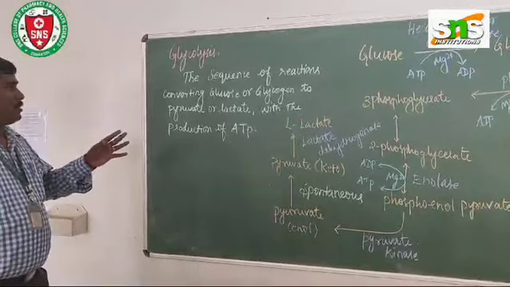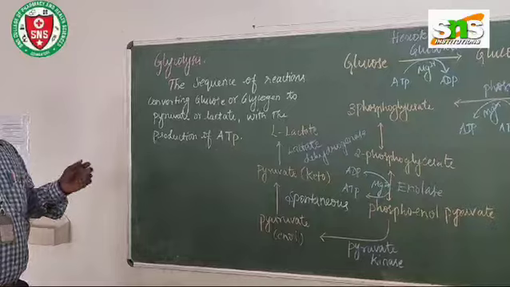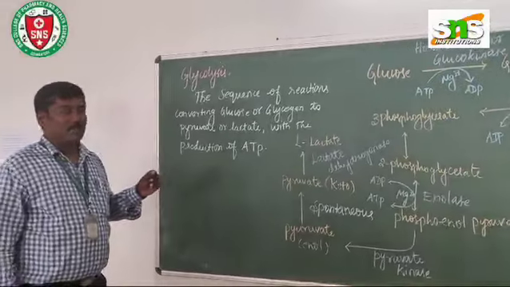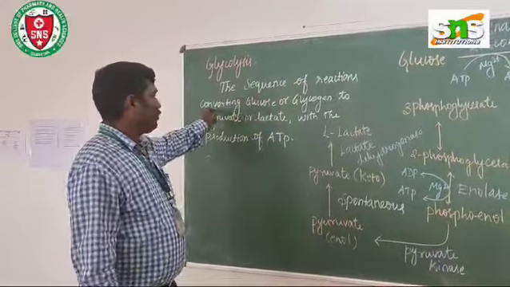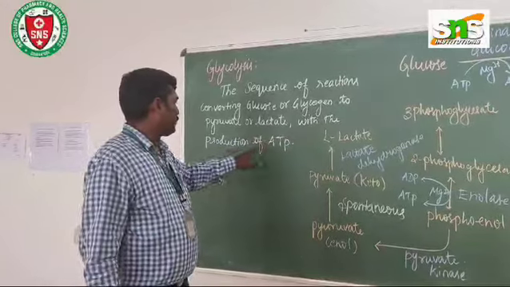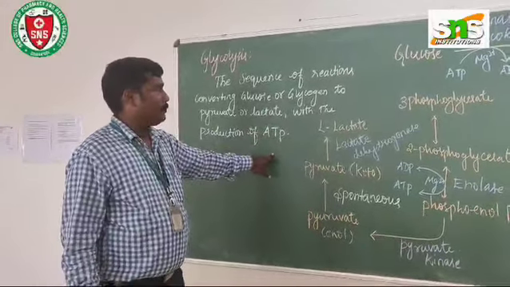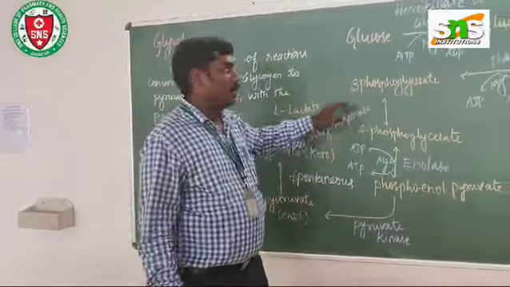What is glycolysis? It is the conversion of glucose or glycogen into pyruvate or lactate with the production of ATP. So that is the sequence of reactions converting glucose or glycogen to pyruvate or lactate with the production of ATP. So we will see what happened inside the glycolysis.